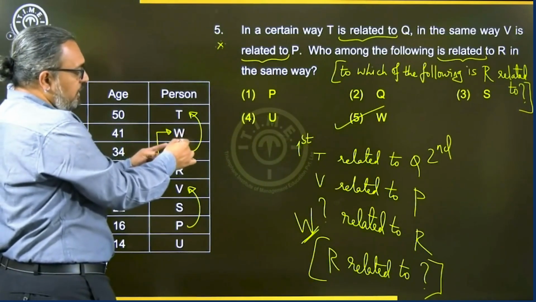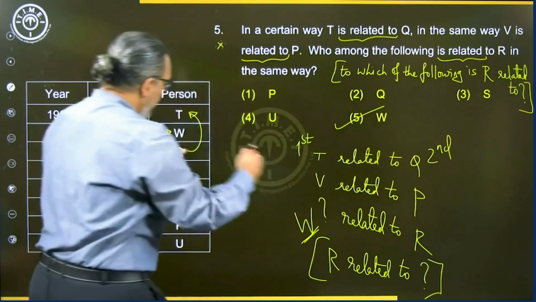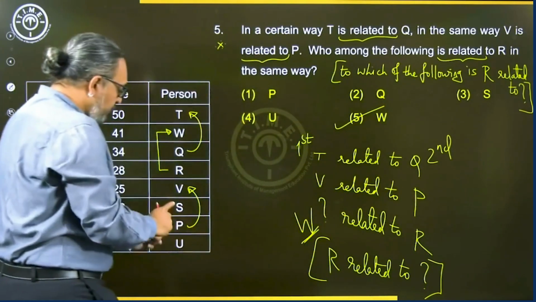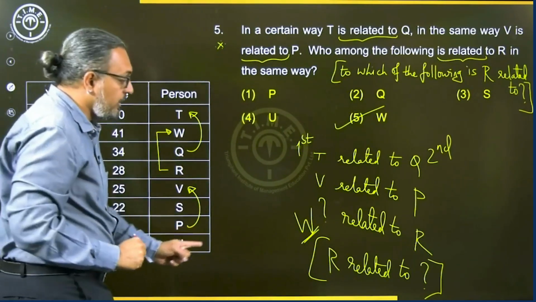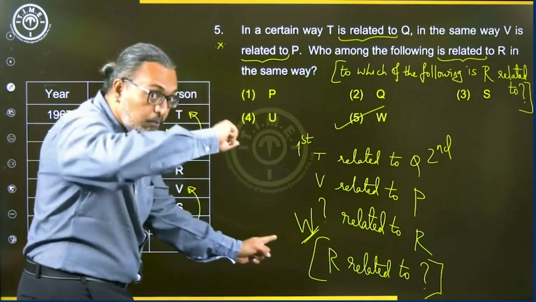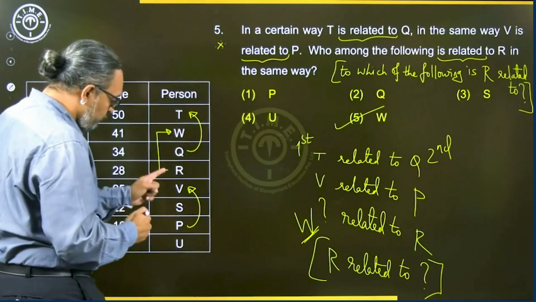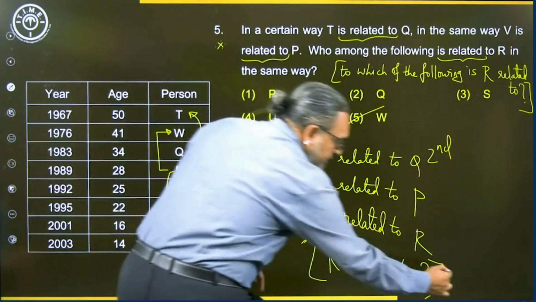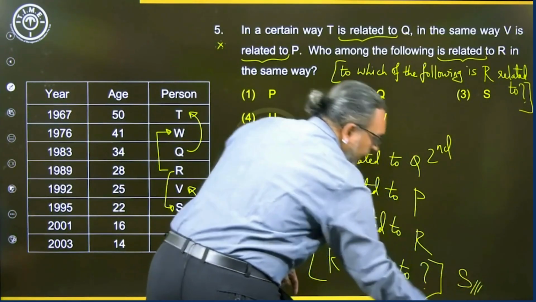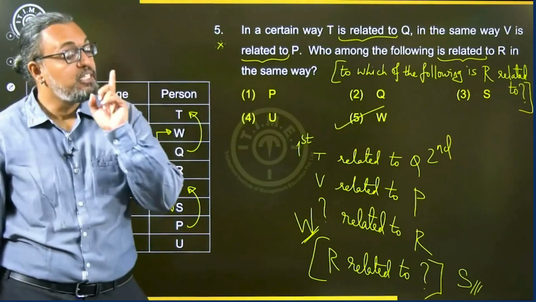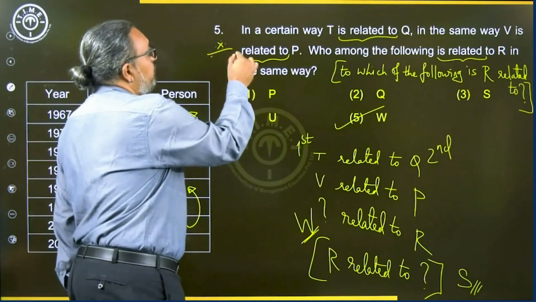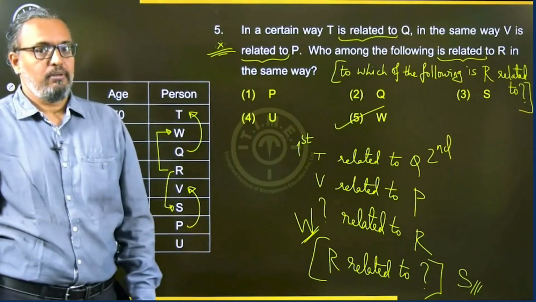Where is the second person? See, Q is below T with a gap of 1 person. Likewise, P is below V with a gap of 1 person. So now I need to find a person below R with a gap of 1 person. So below R with a gap of 1 person, who is there? S. So in this case, my answer will be S. So please be very careful as to how a question is asked. So it is a very important question.